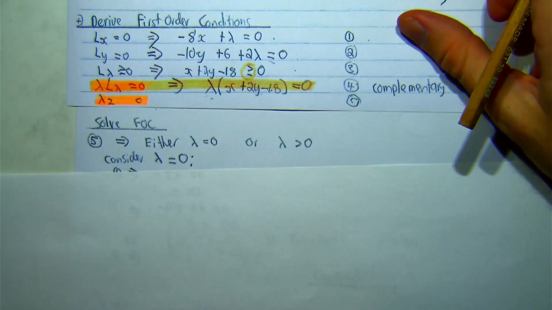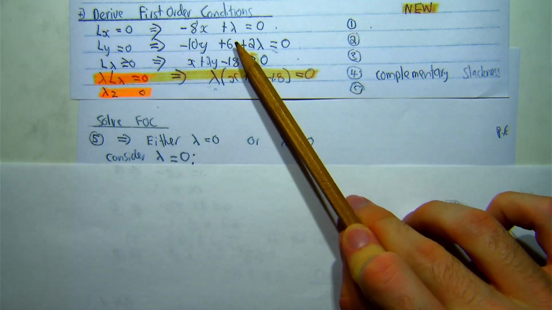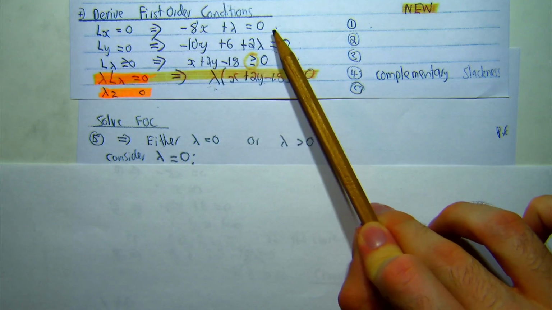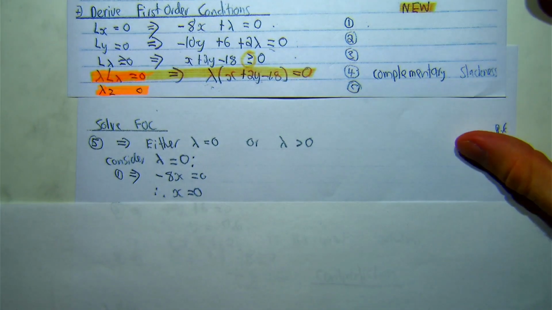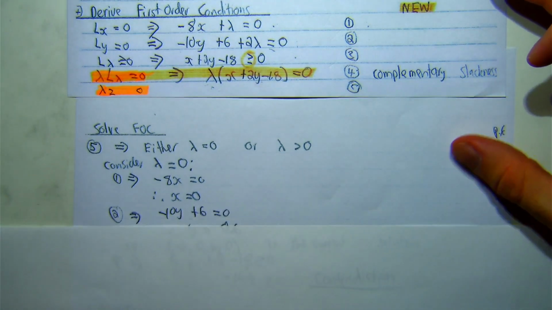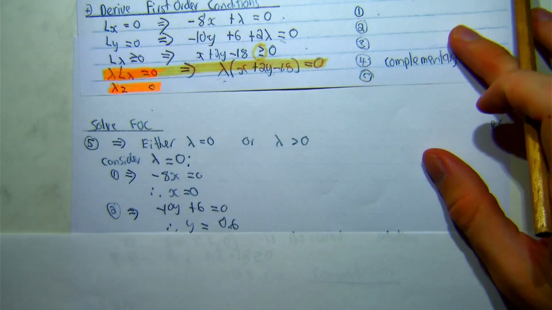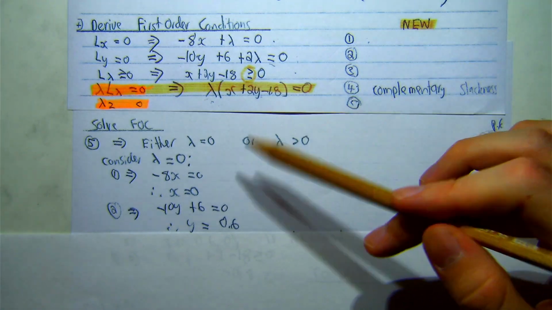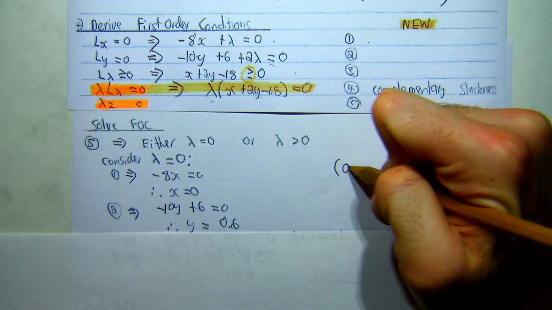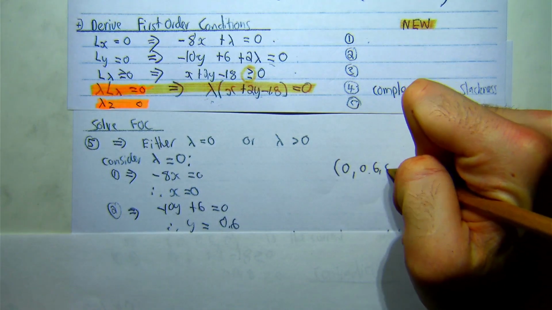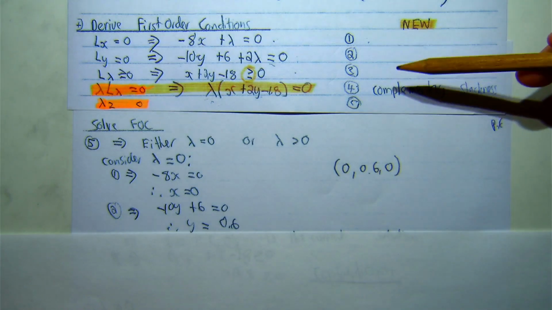Okay, so if lambda was equal to 0, then equation 1 becomes minus 8x equal to 0, and so clearly x is equal to 0 as well from that. And then for equation 2, y must be equal to 0.6. So if lambda is 0, we know x is 0 and y is 0.6, and that collectively gives us a critical point of this. And we need to check, does this satisfy all of the conditions?